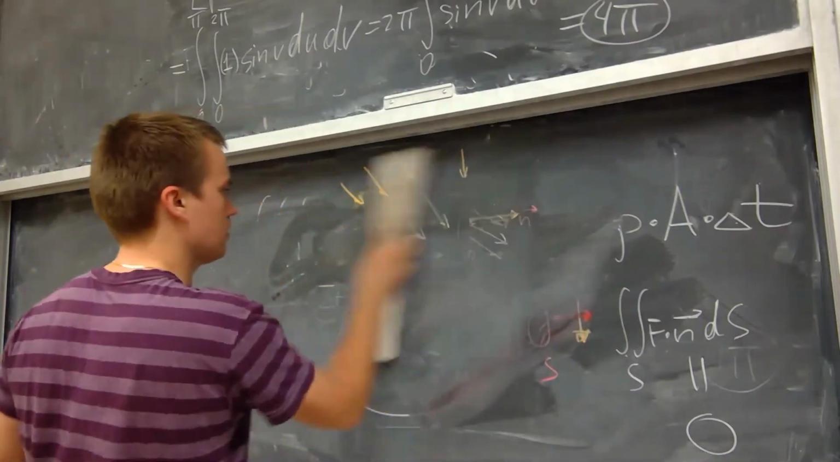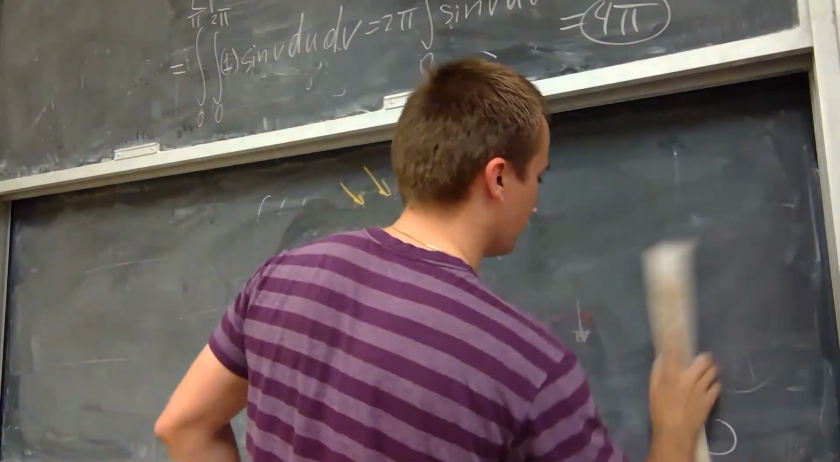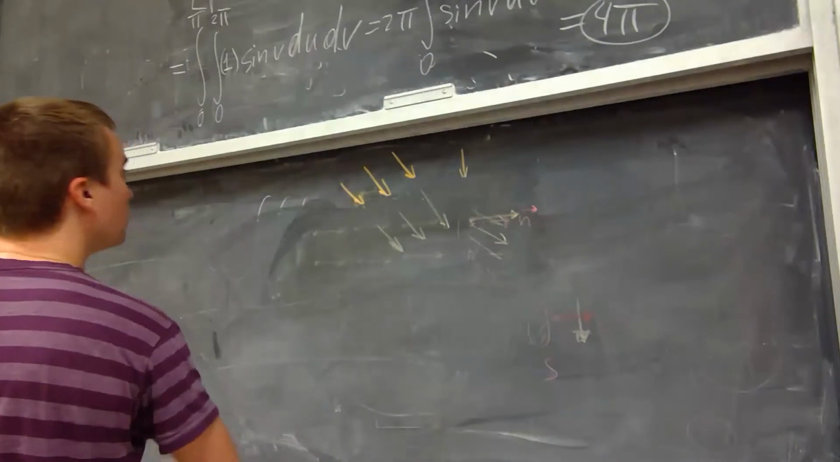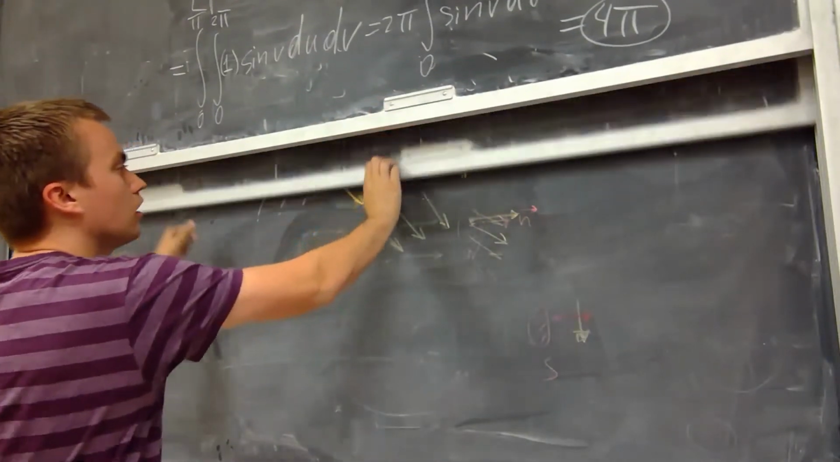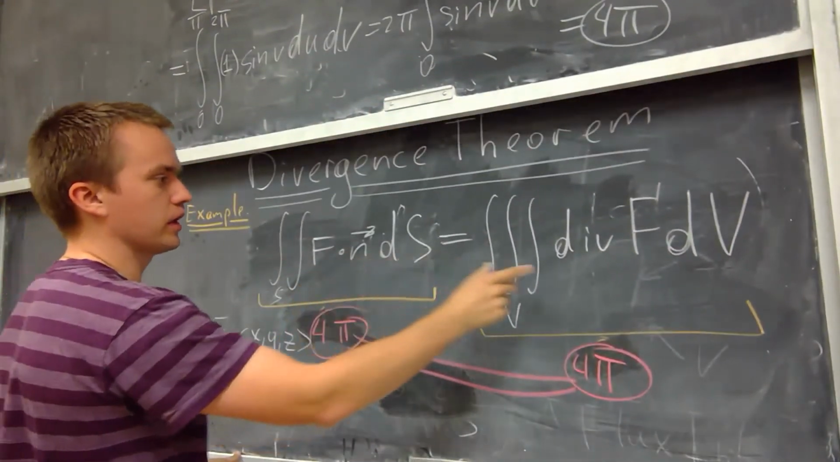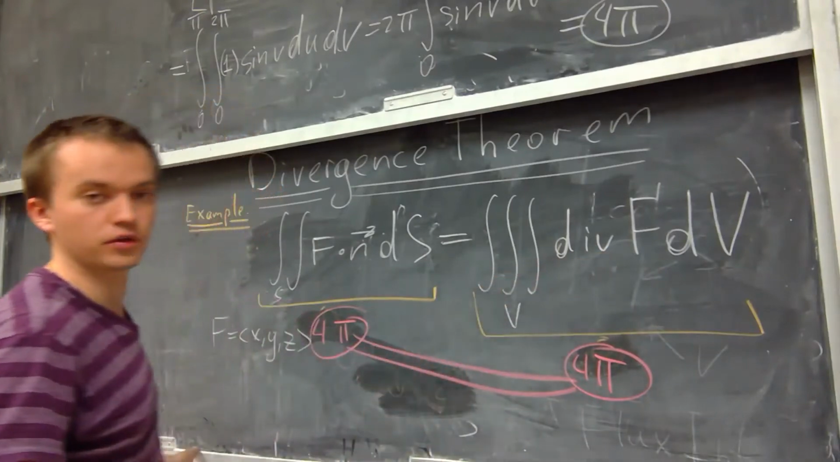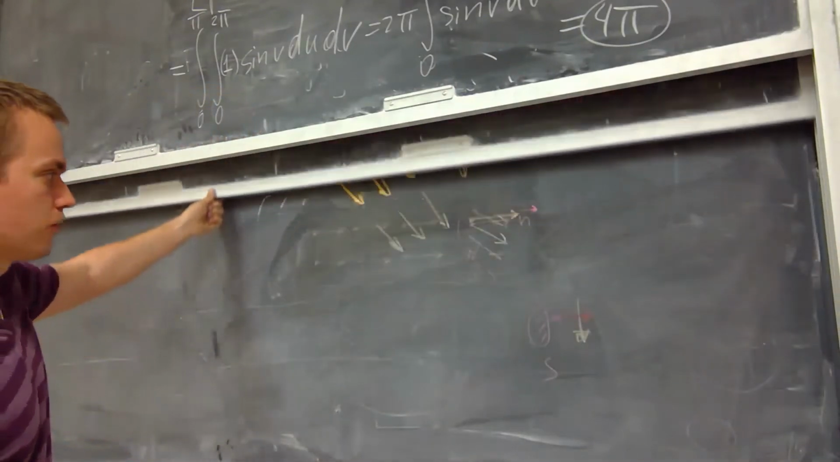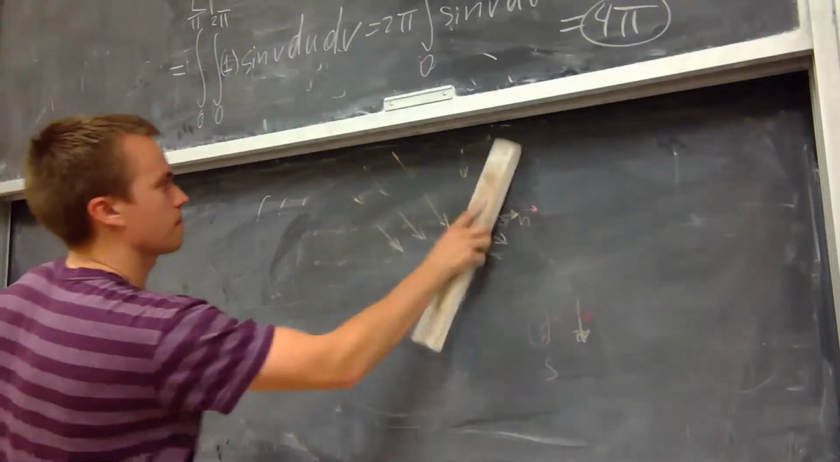Okay. And right now let's show the proof of why this double integral is going to equal the triple integral of the divergence of V. So first we need to discuss what divergence is.